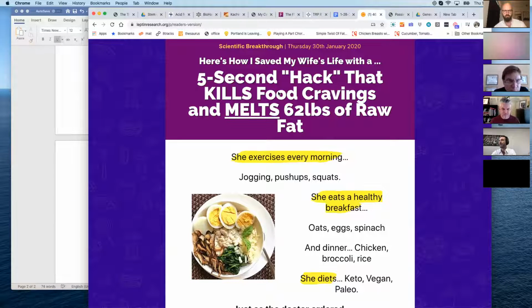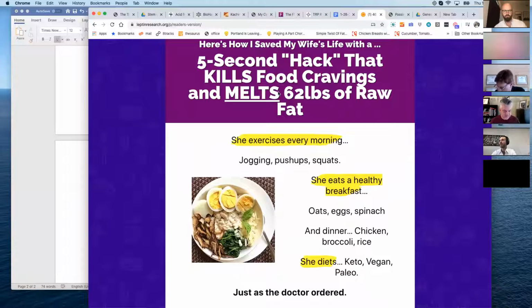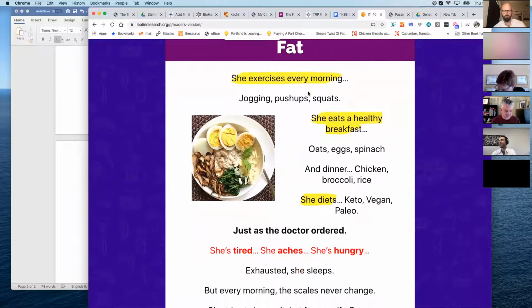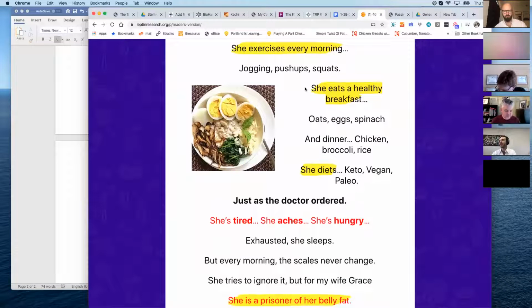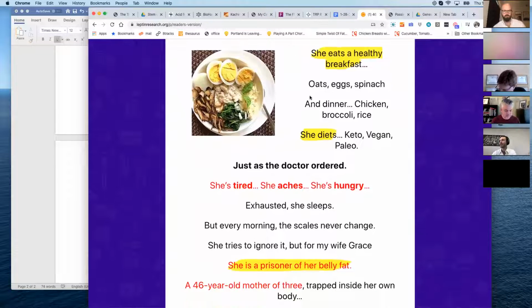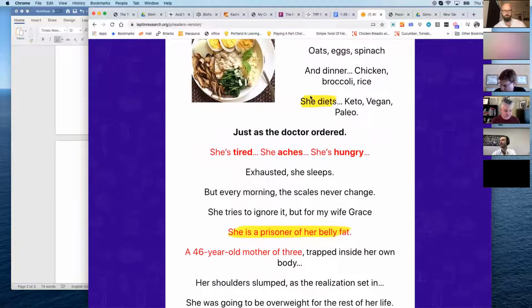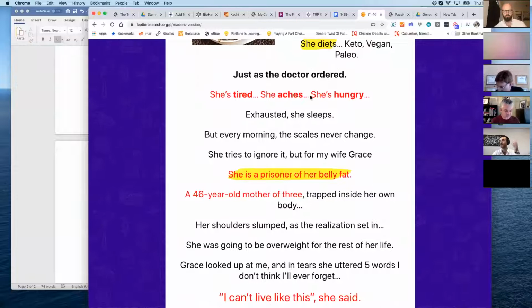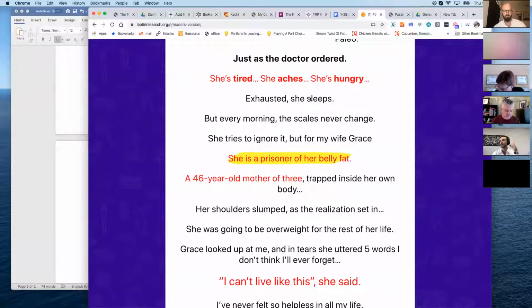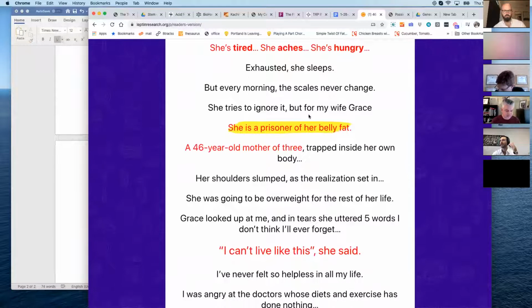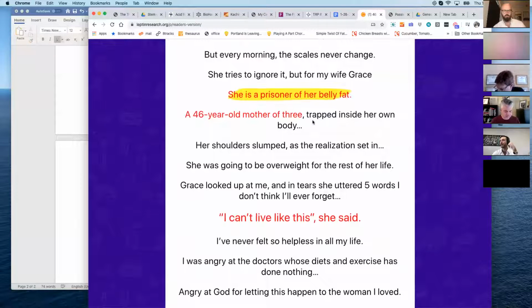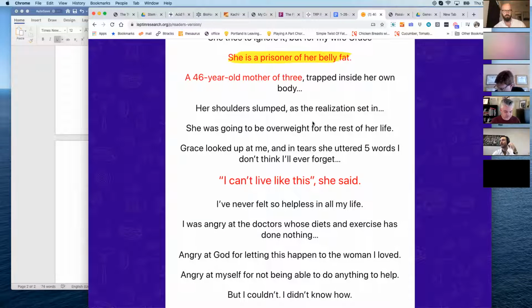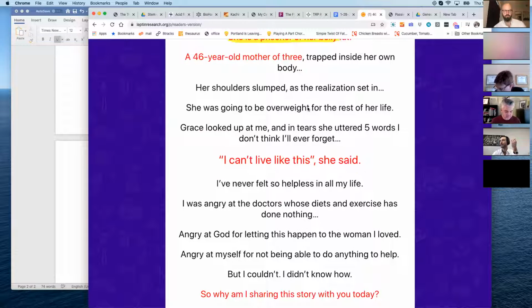Here's how I saved my wife's life with a 5-second hack that kills food cravings and about 62 pounds of raw fat. She exercises every morning, jogging, push-ups, squats. She eats a healthy breakfast, oats, eggs, and spinach. And dinner, chicken, broccoli, rice. She diets keto, vegan, paleo, just as the doctor ordered. She's tired, she aches, she's hungry, exhausted, she sleeps, but every morning the scales never change. She tries to ignore it, but for my wife, Grace, she's a prisoner of her own belly fat. A 46-year-old mother of 3, trapped inside her own body, her shoulders slumped as the realization set in, she was going to be overweight for the rest of her life.